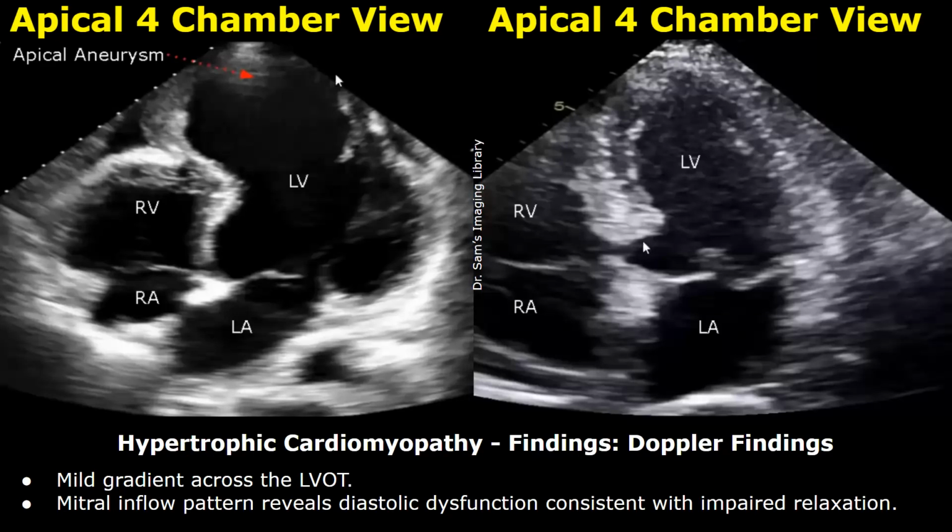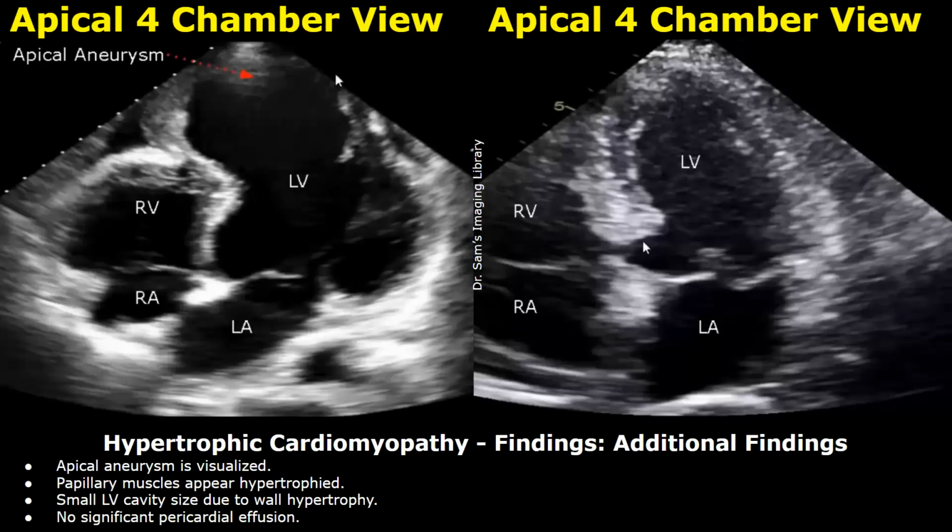These are the Doppler findings: mild gradient across the LVOT, mitral inflow pattern reveals diastolic dysfunction consistent with impaired relaxation. These are additional findings: an apical aneurysm is visualized, papillary muscles appear hypertrophied, small LV cavity size due to wall hypertrophy, and no significant pericardial effusion.